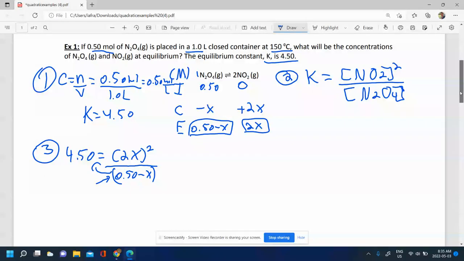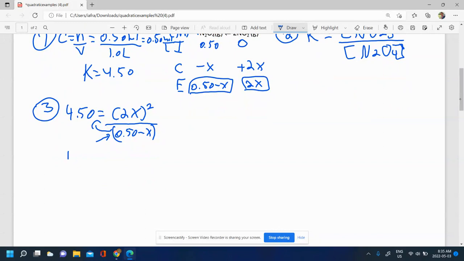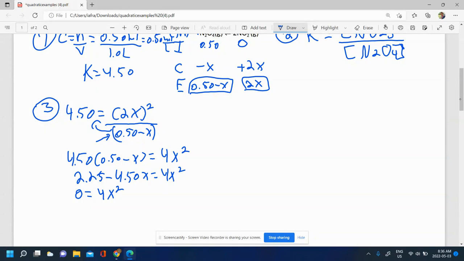But let's take a look at what that looks like, just to see. So let's continue this process here. We'll do 4.50 times 0.5 minus x is equal to, so 2x squared is 4x squared. And now we'll distribute everything and then send everything to one side. So 4.5 times 0.5 gives us 2.25 minus 4.50x is equal to 4x squared. And then we'll send everything over to the other side. So we'll get 0 is equal to 4x squared plus 4.50x minus 2.25.